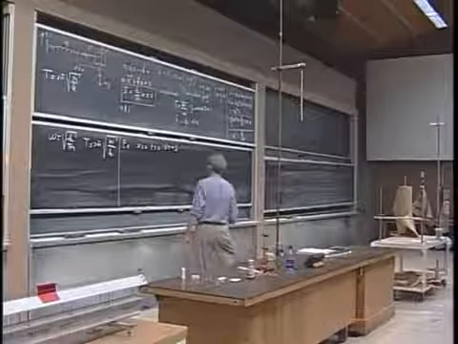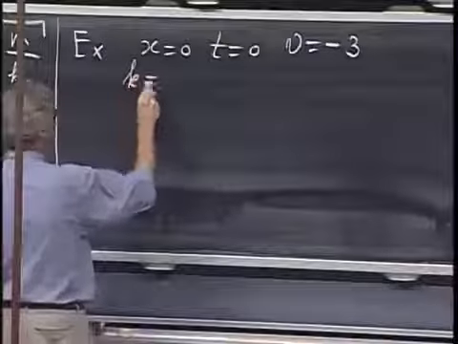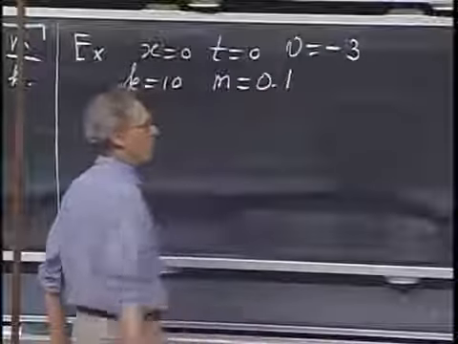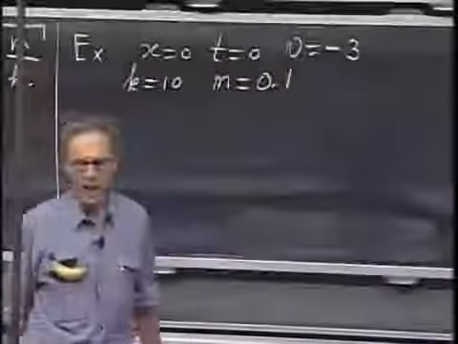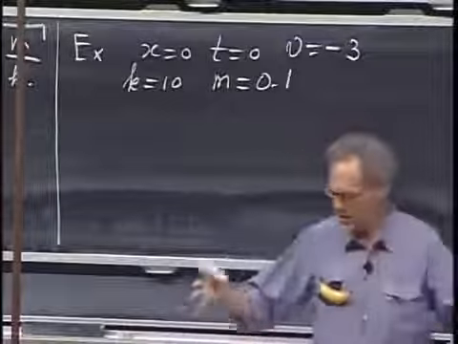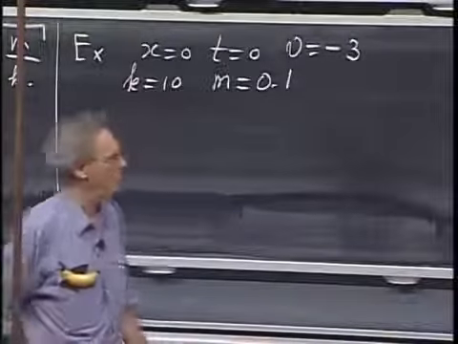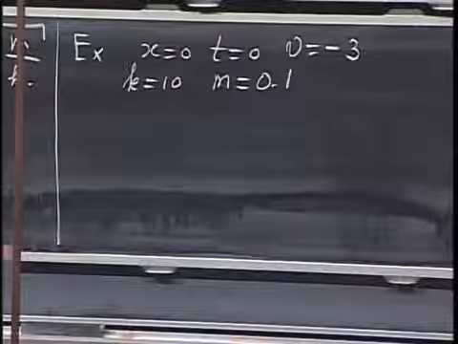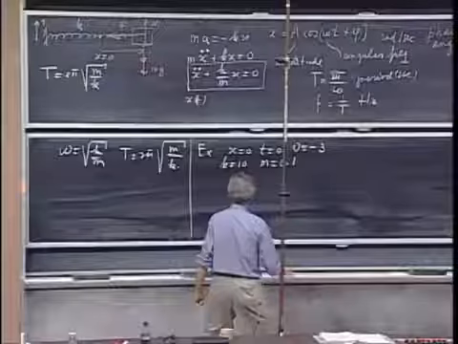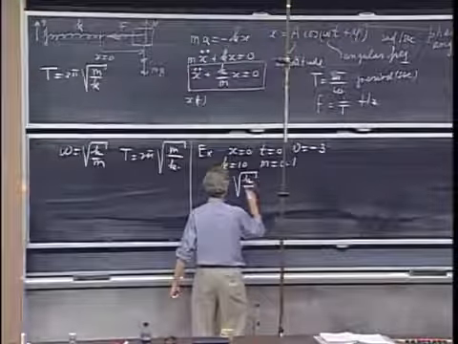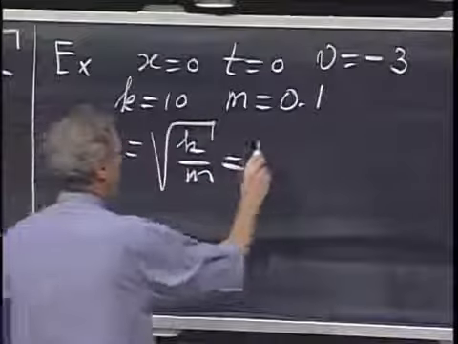The spring constant k equals 10 newtons per meter, and the mass of the object is 0.1 kilogram. And now I can ask you, what now is x as a function of time, including the amplitude A, including the phase angle phi? Well, let's first calculate omega. That is the square root of k over m. That would be 10 radians per second.